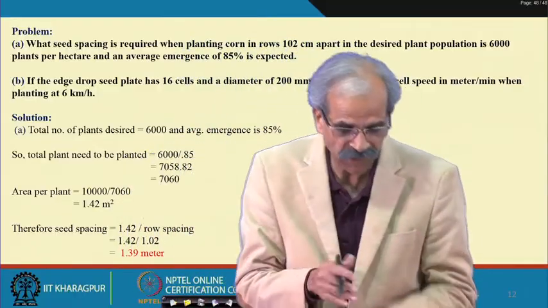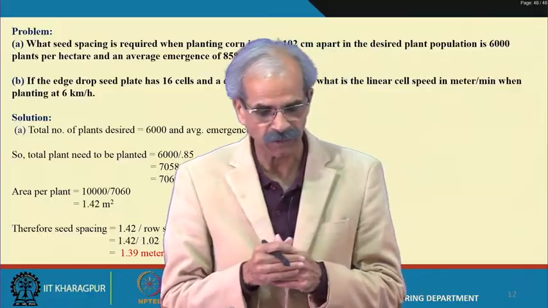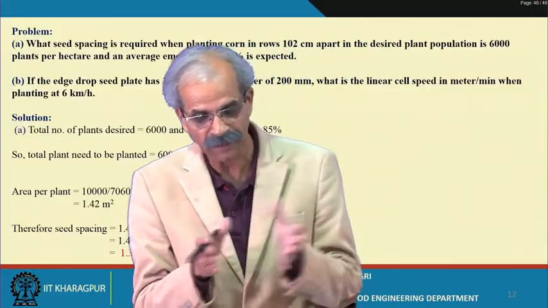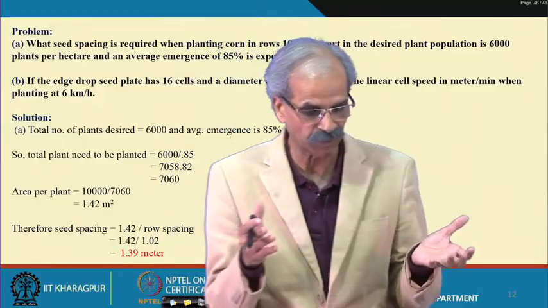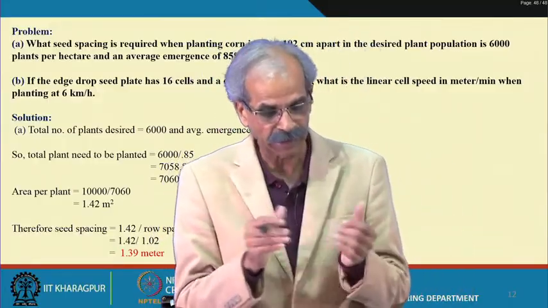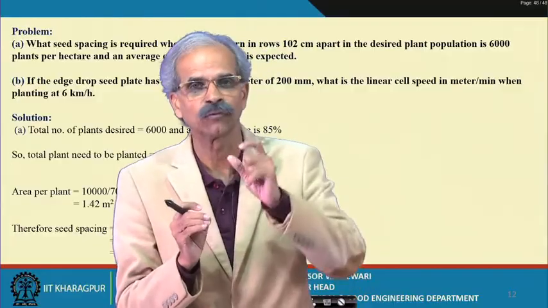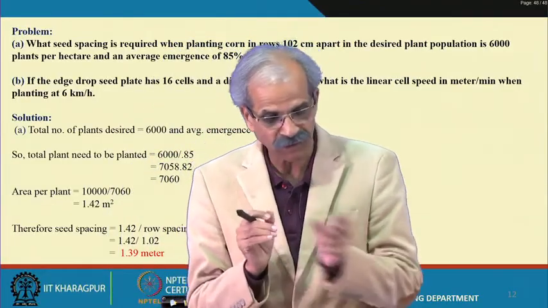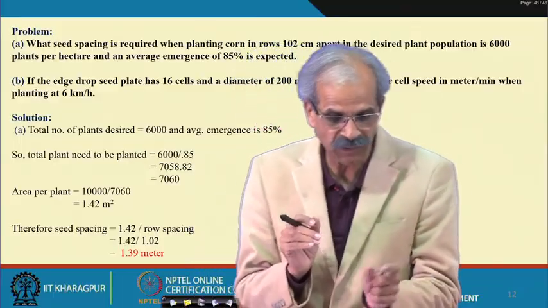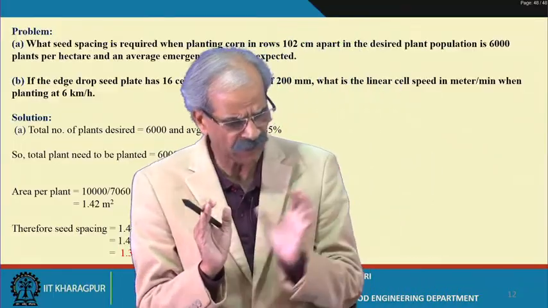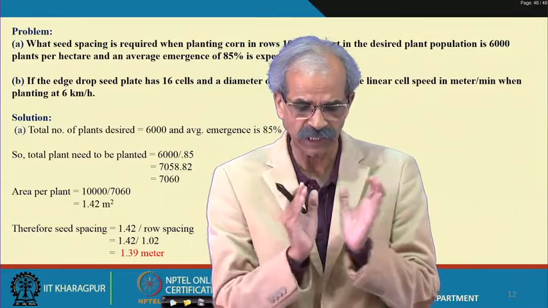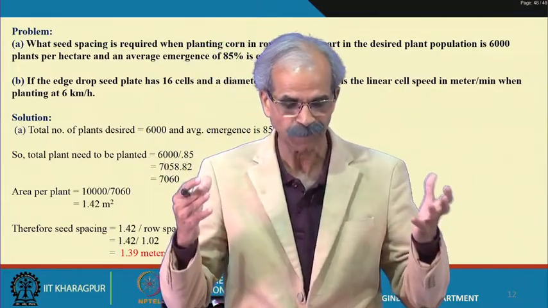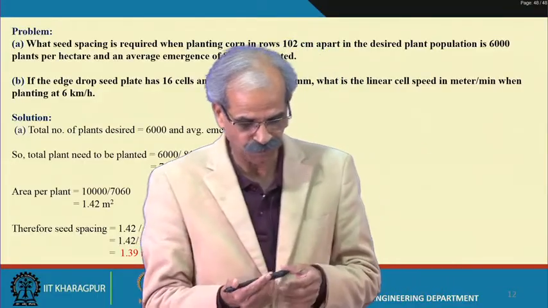We want to find the seed spacing when planting corn in rows 102 centimeter apart, and the desired population is about 6,000 plants per hectare. At an average emergence, it is very important to know the level of emergence that we need, about 85%. So, what should be the seed to seed spacing? It is very simple. You know that there is 85% emergence. So, you must know what will be the total number of seeds which has to be available with us.